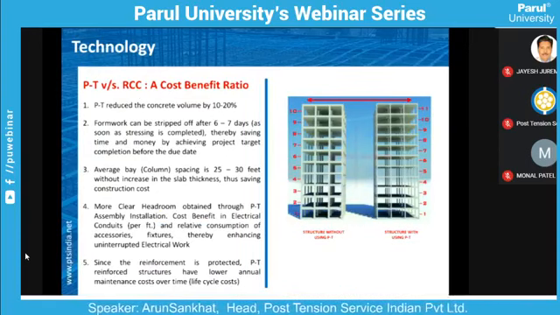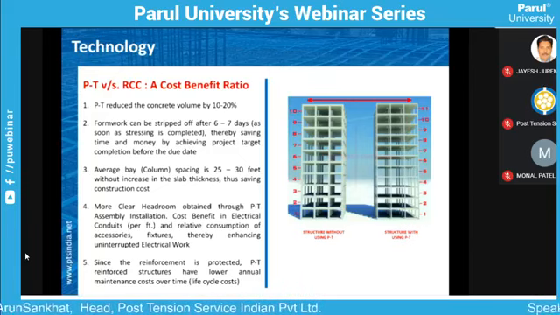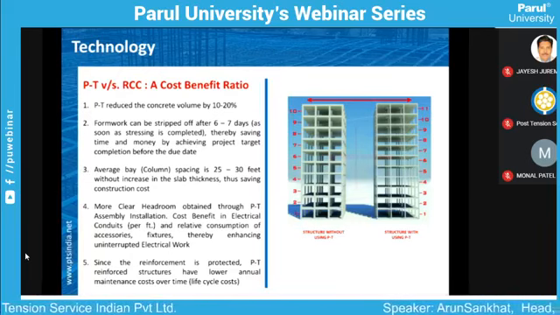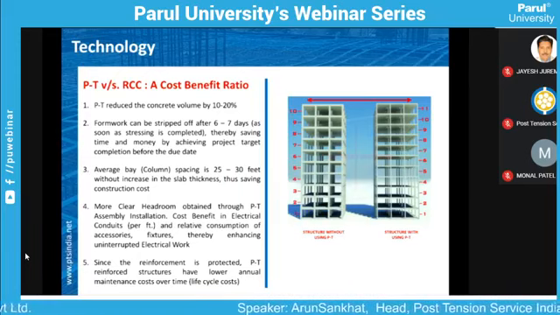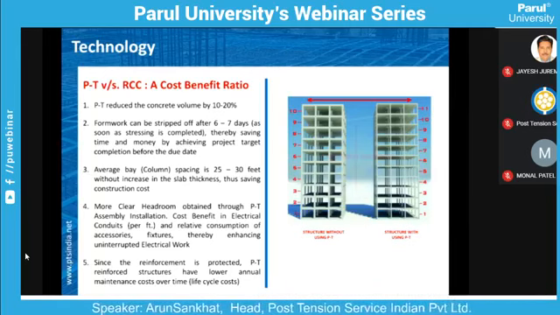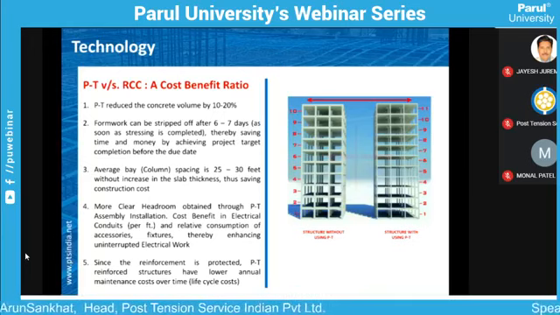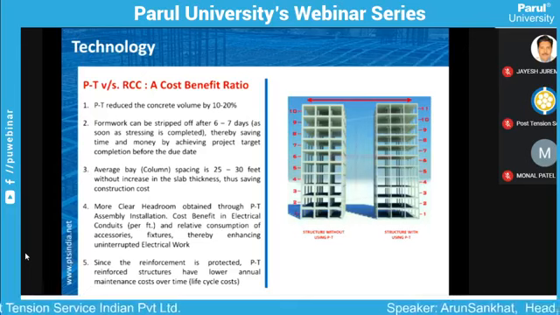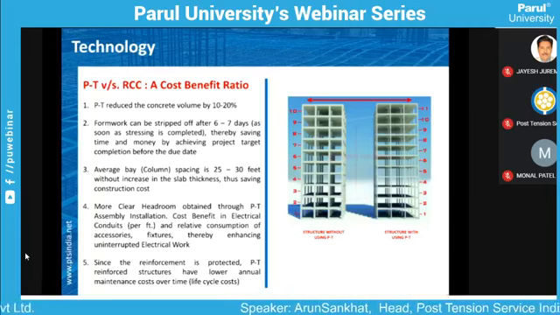These are all the advantages. PT can reduce the concrete volume to a certain extent. Formwork can be stripped off. The shuttering can be removed around the 6th or 7th day after casting. Generally, stressing would be on the 5th, 6th or 7th day based on the concrete strength gain. Once the concrete reaches 25 Newton per mm square, we stress the cable. So around 7 days we can stress the cable, and after stressing the cable we can remove the shuttering.